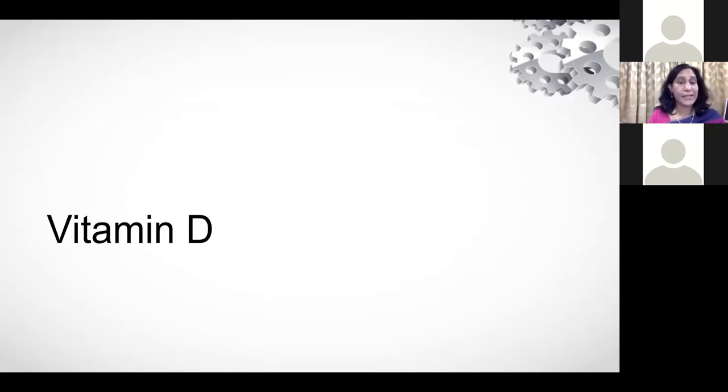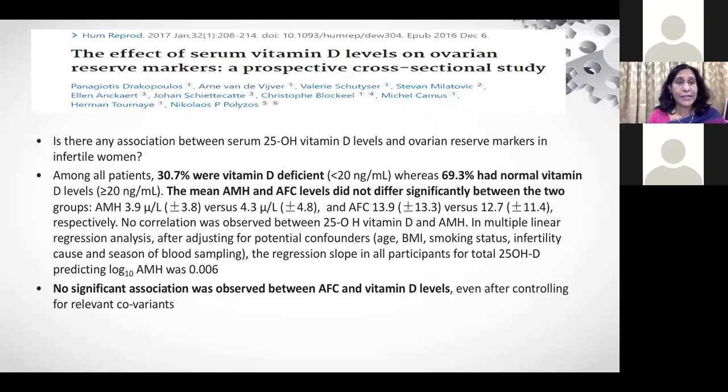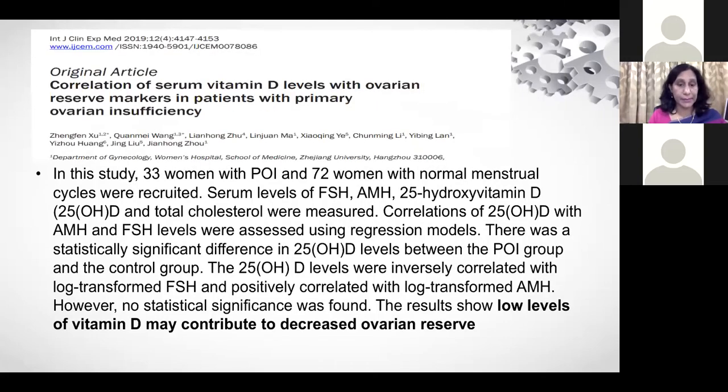What about vitamin D? Now in this study, they compared groups where 30% were vitamin D deficient, and about 69.3% had normal vitamin D. The mean AMH and AFC levels did not differ significantly between the two groups. So they did not find any association between ovarian reserve and vitamin D. There was another study that showed that low levels of vitamin D may contribute to decreased ovarian reserve.